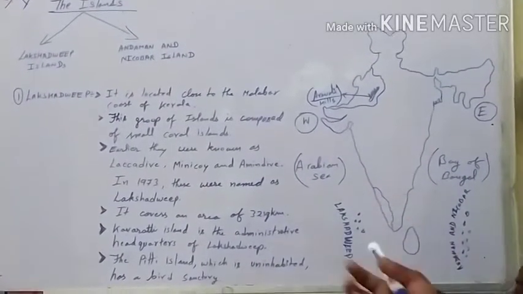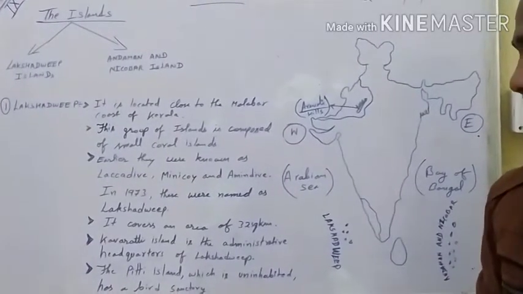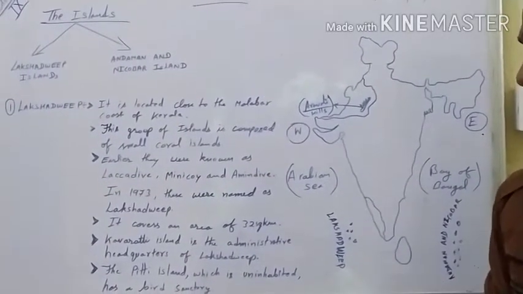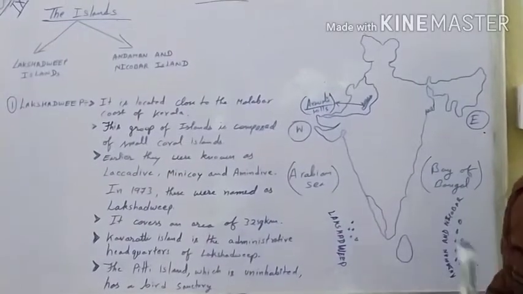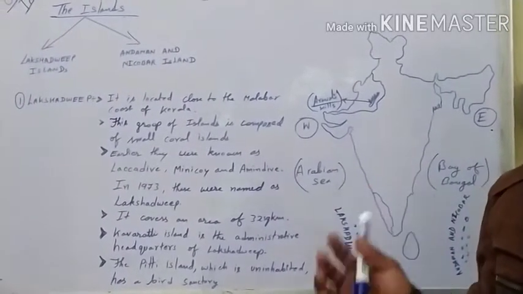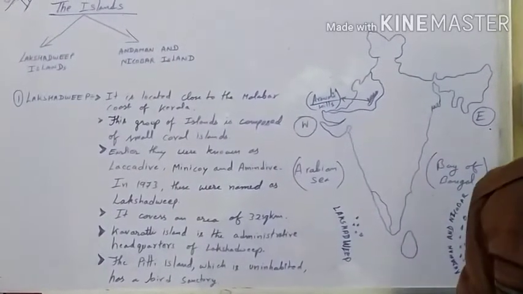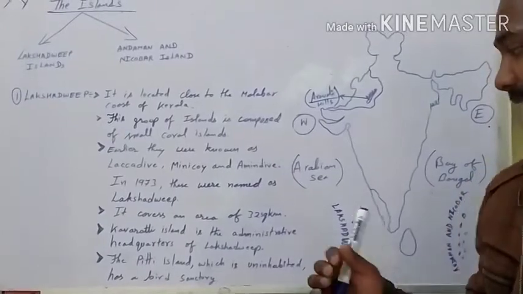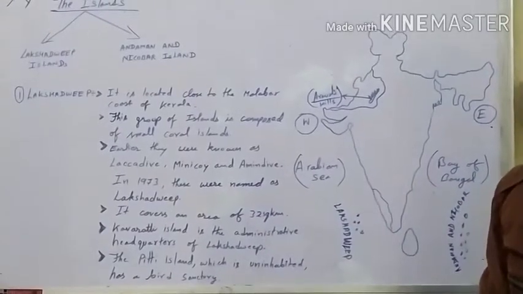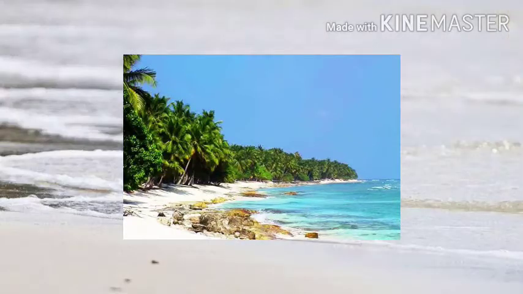Okay, but our country has constructed a bird sanctuary in that region because these islands have a great variety or diversity of flora and fauna. That is why in this region, that is the Pitts Island, they have made a bird sanctuary.